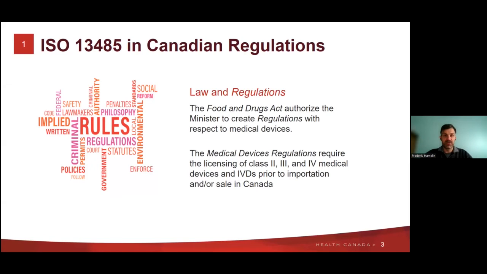And so we have the medical device regulations. And this is what brings in, for instance, the requirements for quality management. In particular, the medical device regulations require the licensing of medical devices of class 2, 3, and 4. So we have 4 classes of medical devices in Canada, from the lowest risks, which are class 1, to the highest risks, which are class 4. Only classes 2 to 4 need registration. And the regulations cover both IVD devices as well as non-IVD devices. So we don't use a separate scheme as they would in Europe. We have one set of regulations for both types of products.